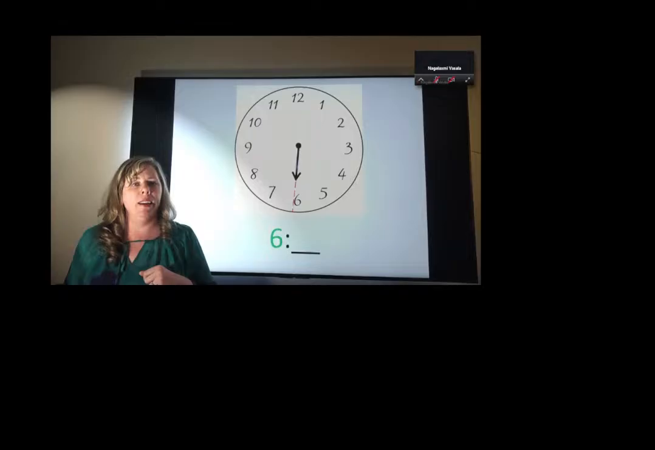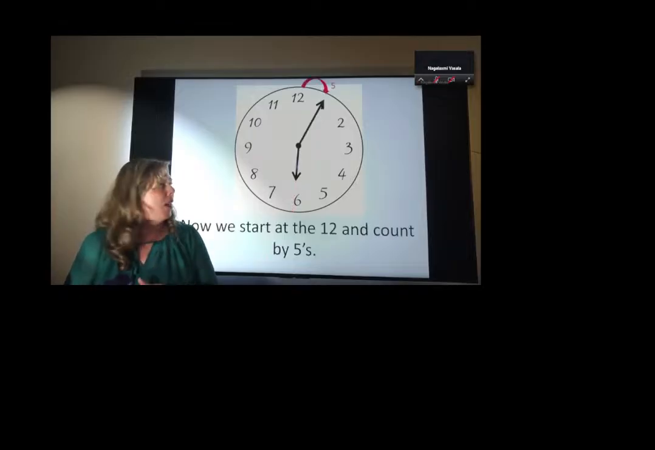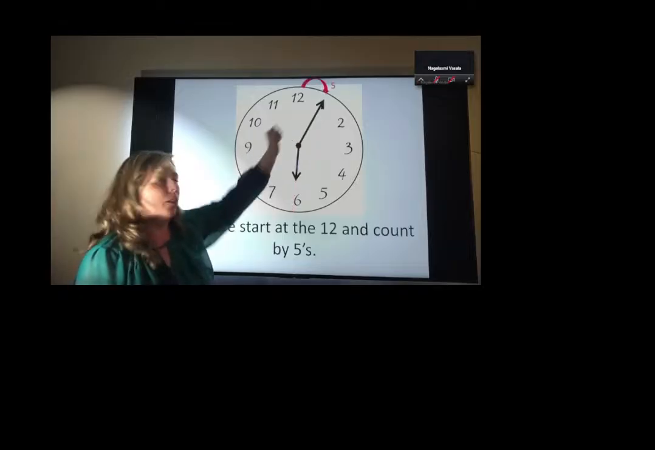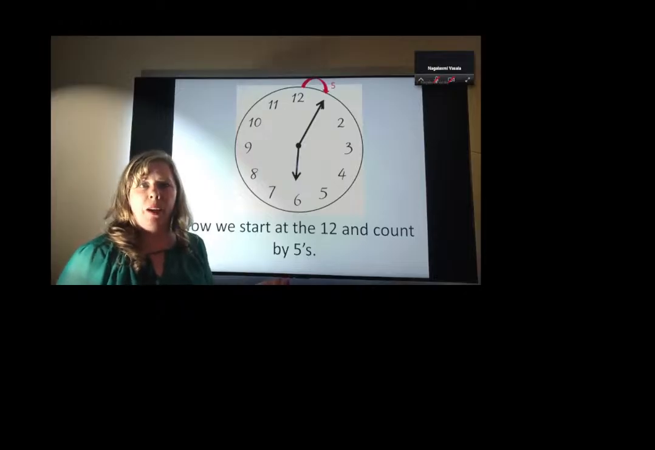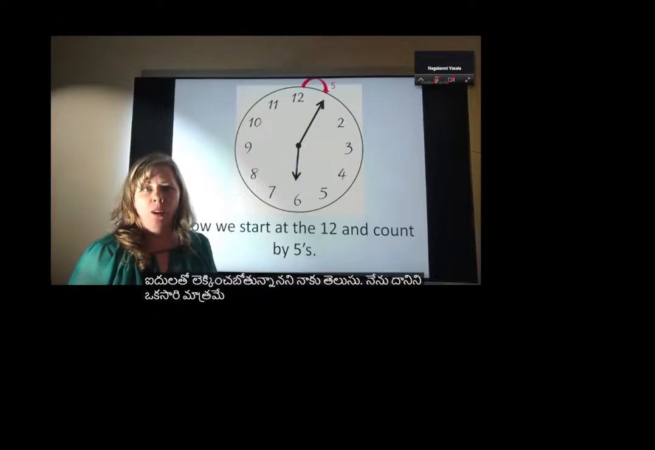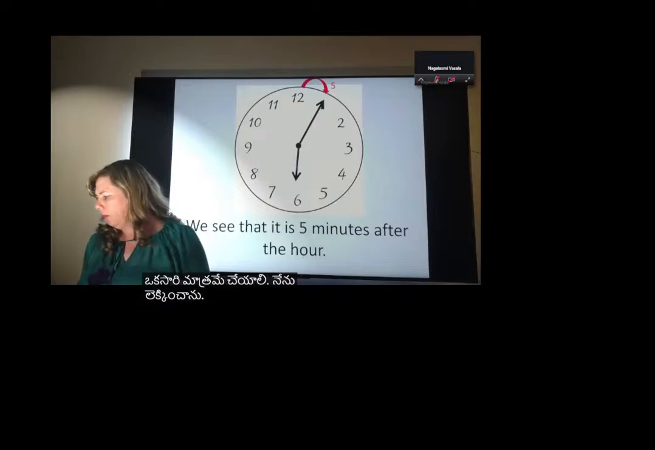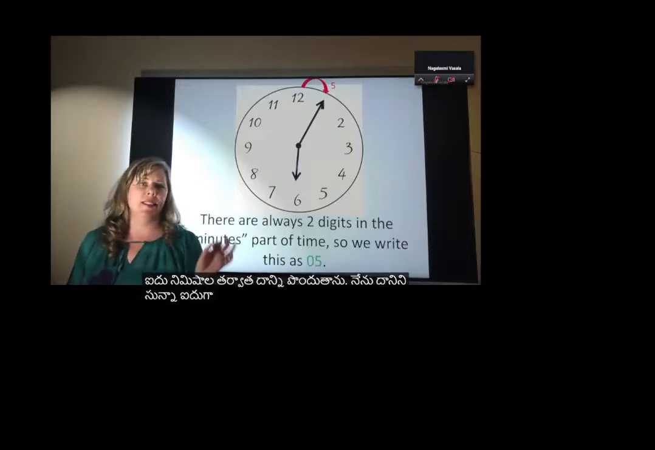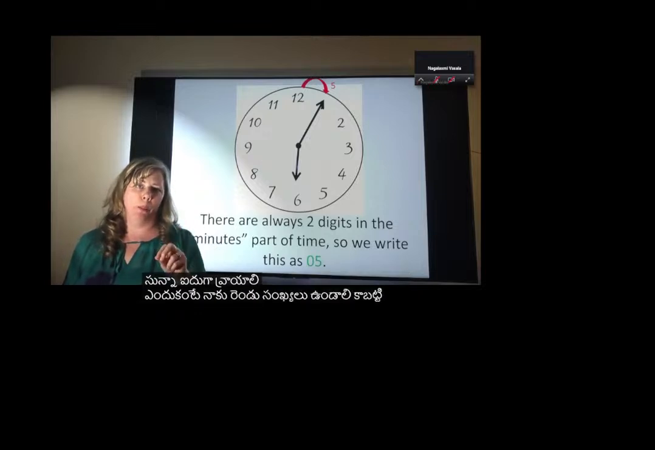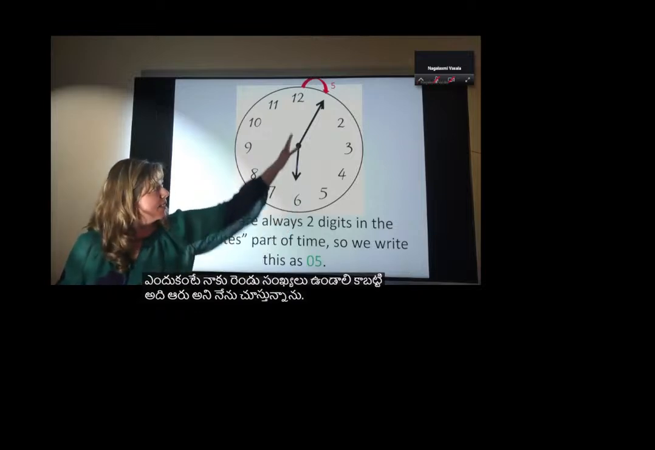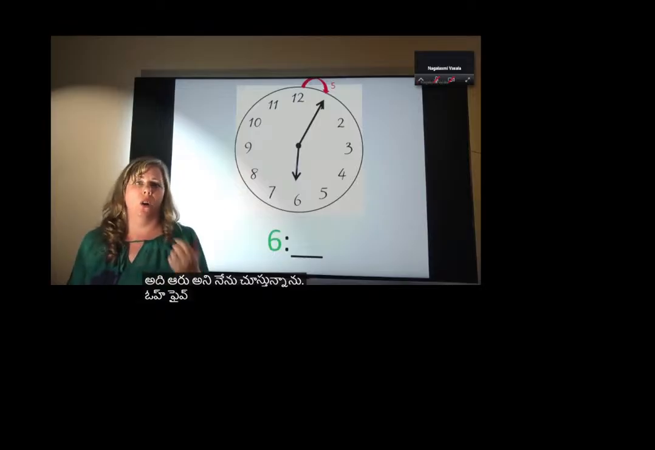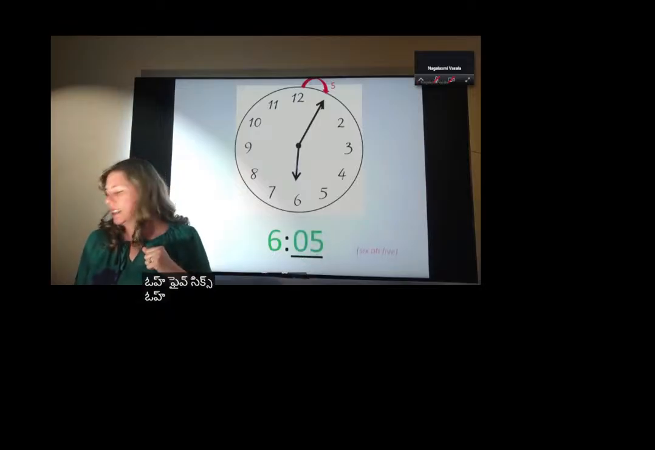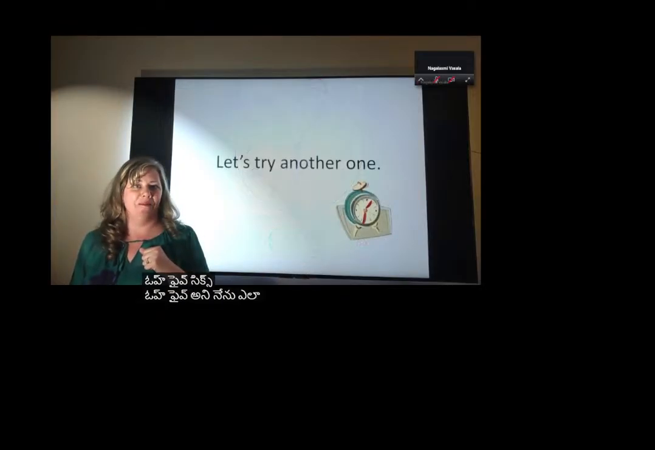So now I need to add the minute hand back on. And I look and I see the minute hand is on the 1. I know I'm going to count by 5s, and I only have to do that once. And I count, and I get 5 minutes after. And I have to write that as a 0, 5 because I have to have 2 numbers. So I see it's 6, and I would say 0, 5. 6, 0, 5 is how I say that.